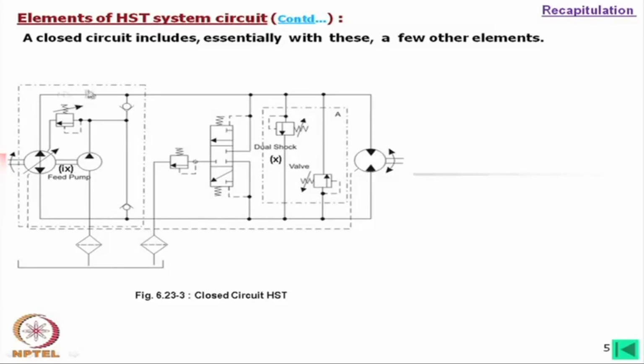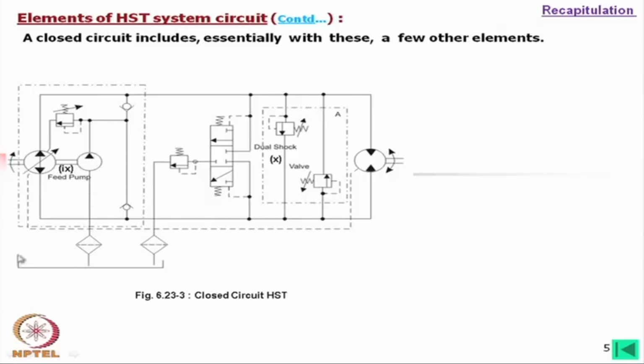Now, if we look into the circuit, then we will find many things inside. What these are? There will be leakages in any hydraulic components, we cannot avoid that. Now, this leakage to be compensated, for that we need a feed pump. This feed pump means it is only compensating the leakage flow. So, capacity of this pump, both pressure wise and flow wise, is a very small pump. And it is usually connected to the main pump also, through the same shaft.